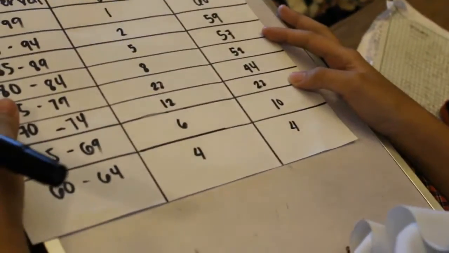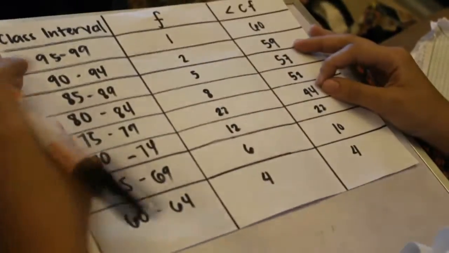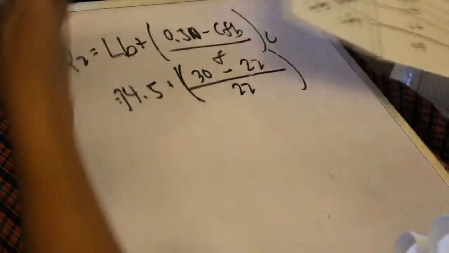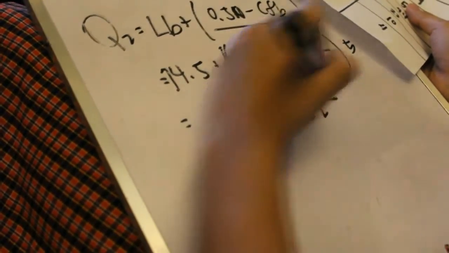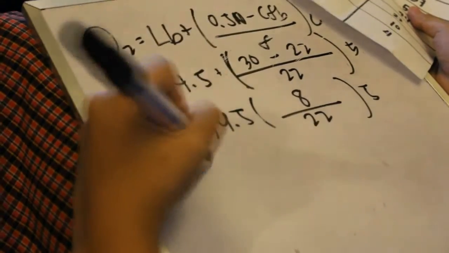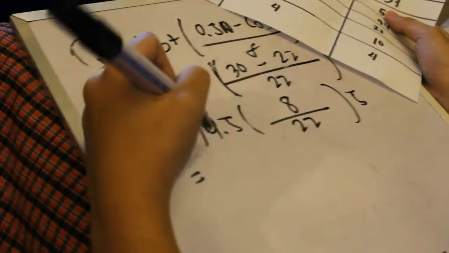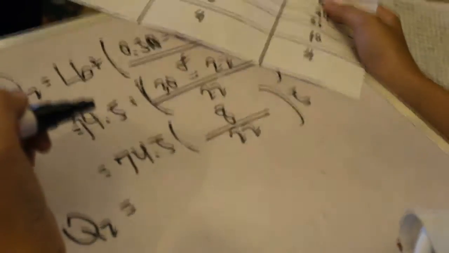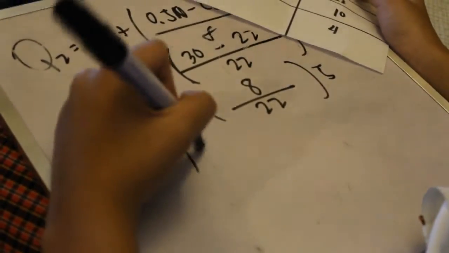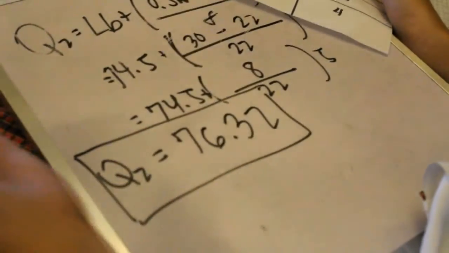And the cumulative frequency before 44 is 22. And the frequency of 44 is also 22. And its class size is 5. Now, 30 minus 22 is 8. Now the answer would be 74.5 plus 8 divided by 22 times 5, which is 76.32. Now that's so simple, isn't it? Yes. Now let's move on to the next item.